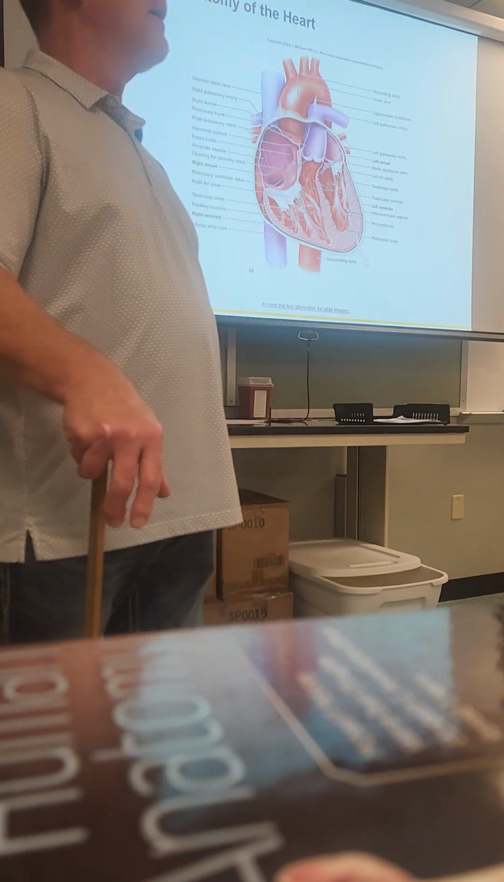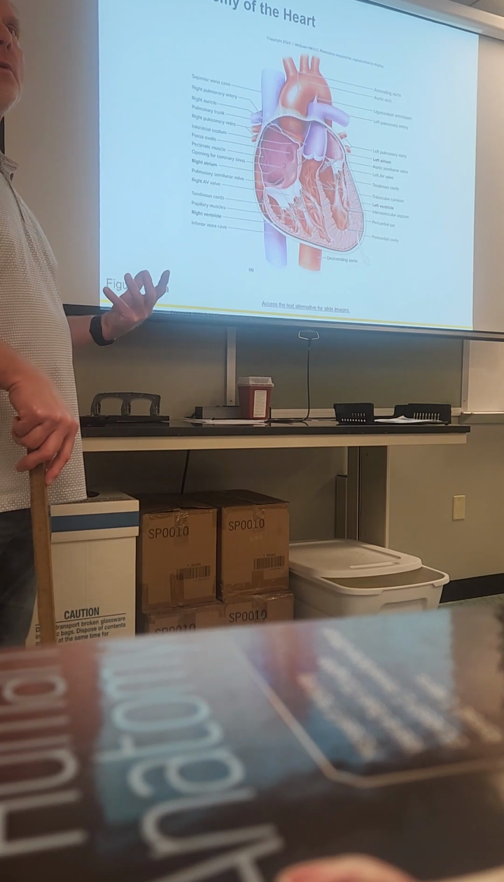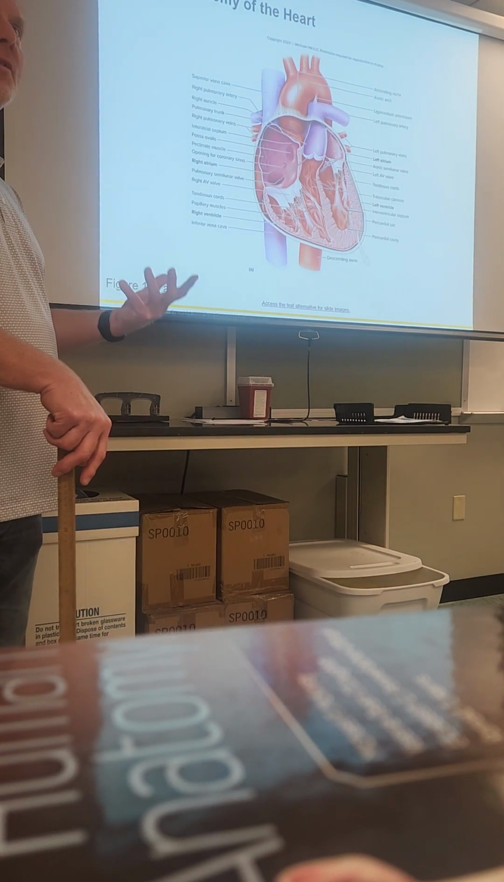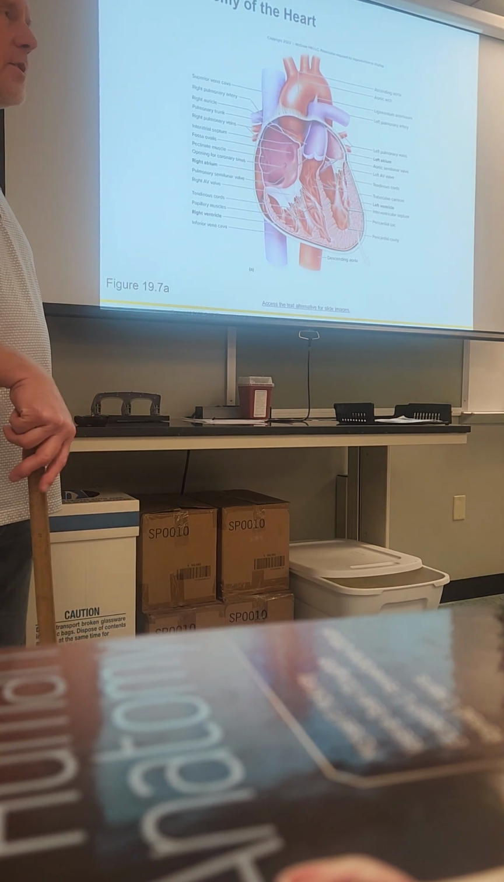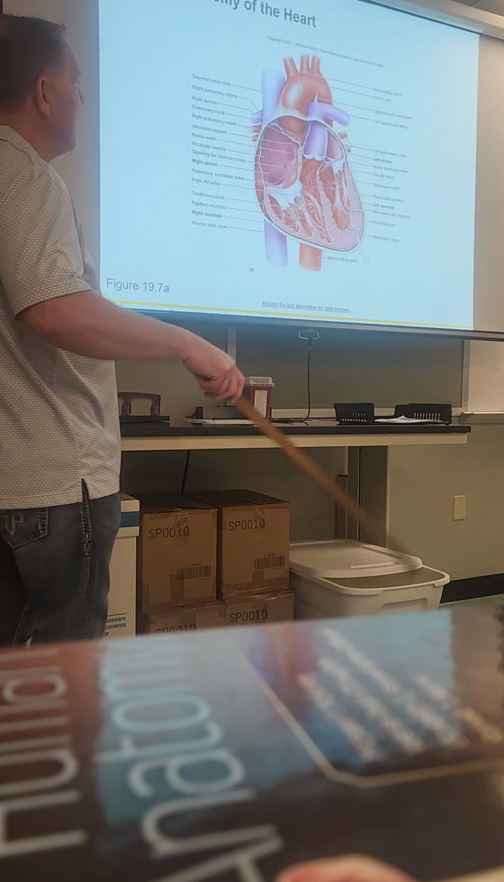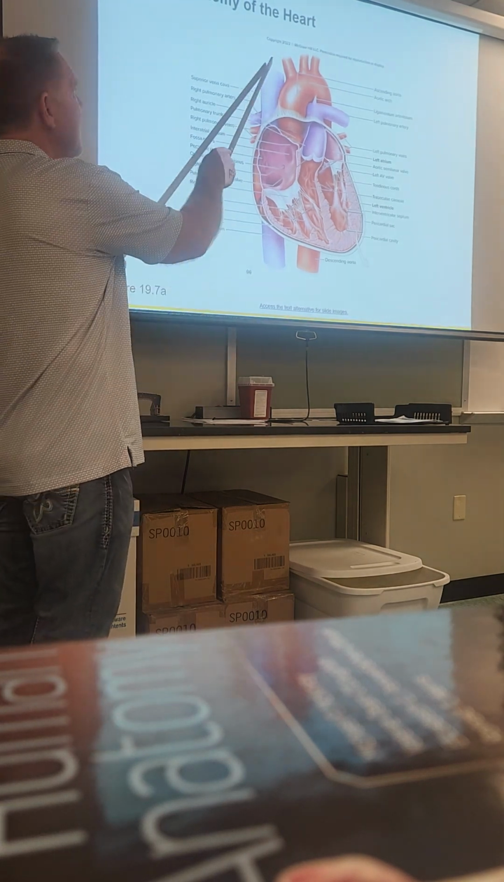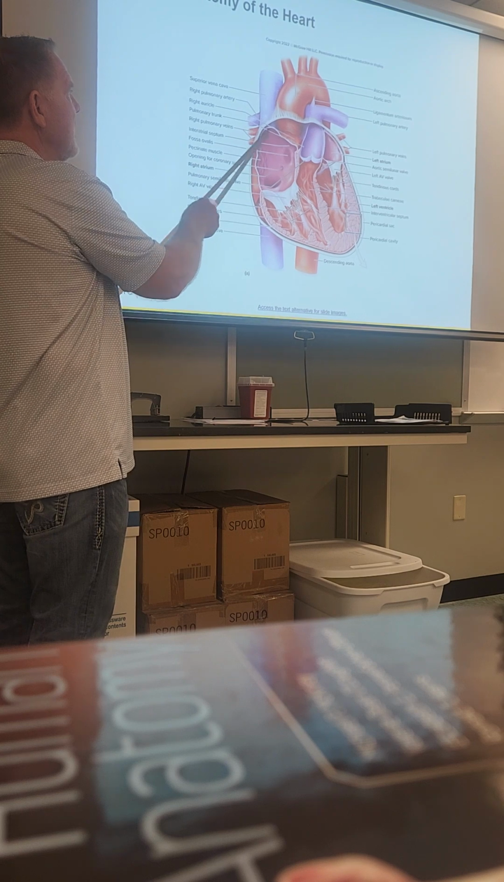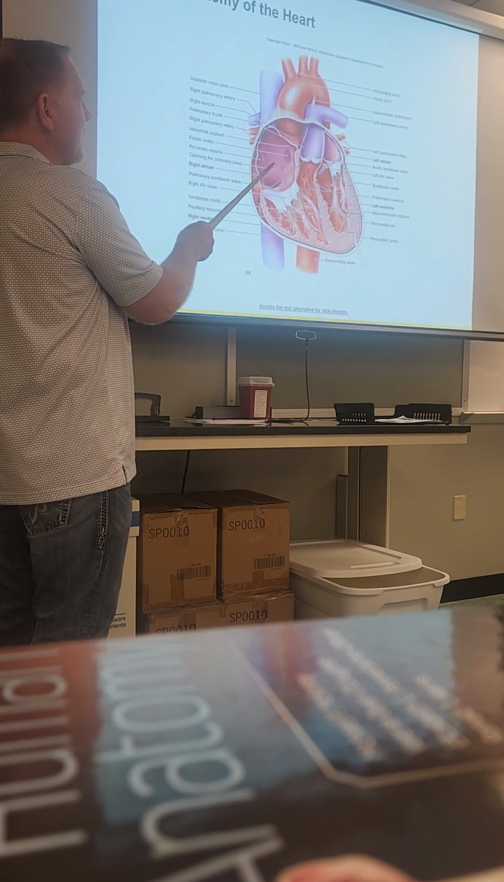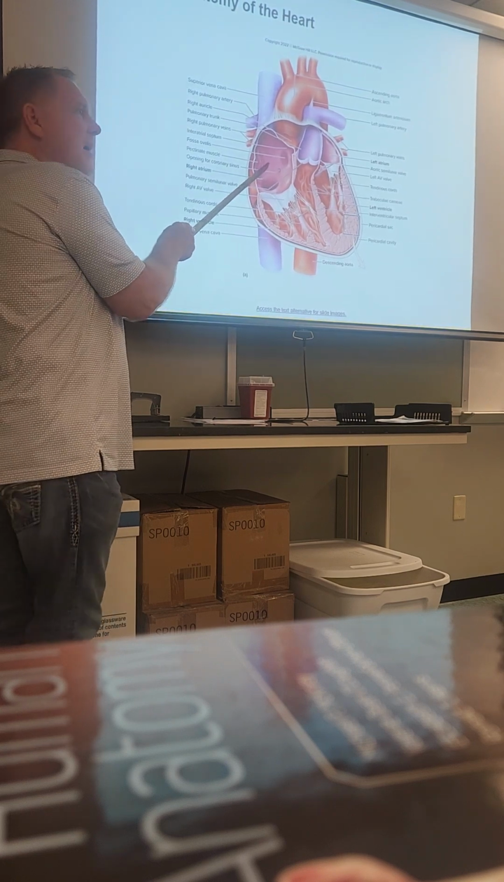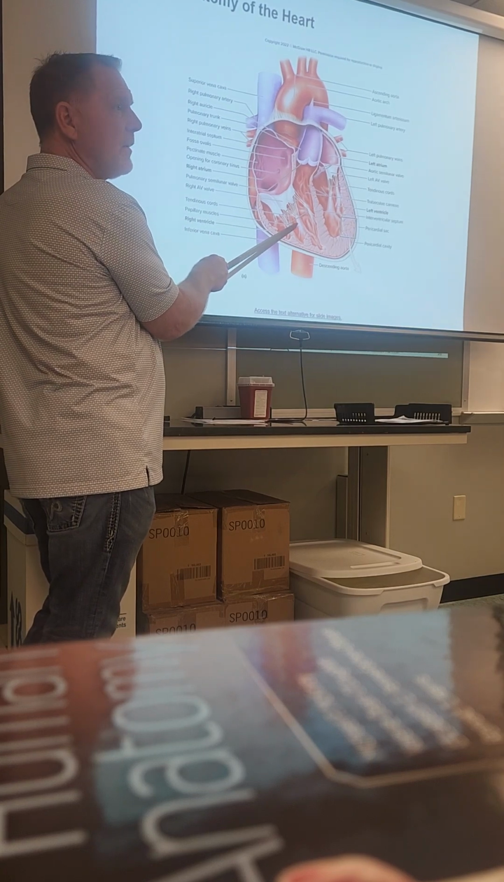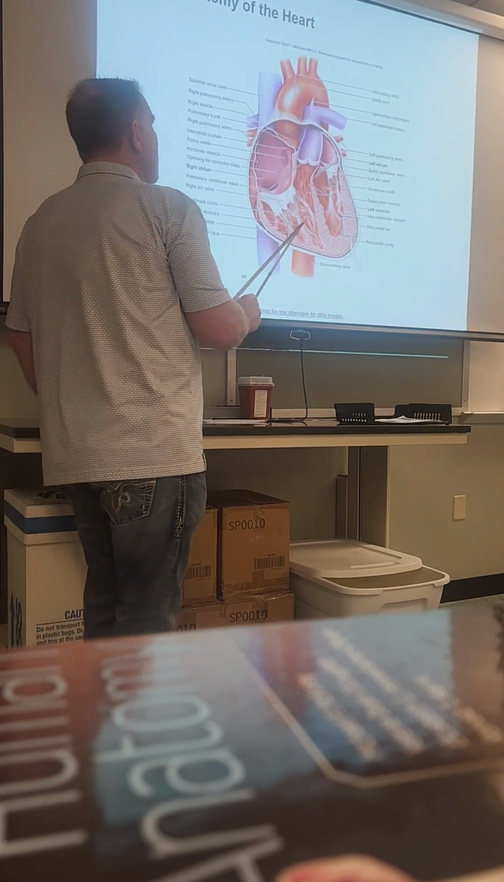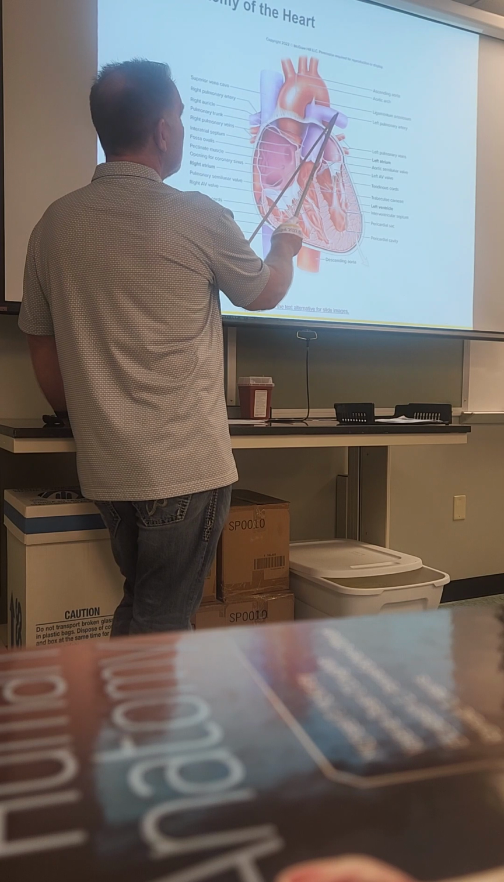All right? Now, we've gone over structure a few times. We're going to go over it again here. You guys ready? Let's see if you can tell me what you've learned. This is the inferior vena cava. This is the superior vena cava. Where do they empty? Into the right atrium. Blood from the right atrium is going to go into the right ventricle. When the right ventricle contracts, blood's going to go out to the lungs.